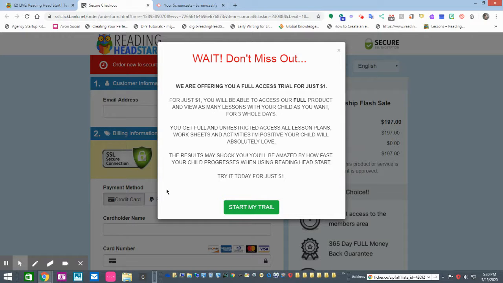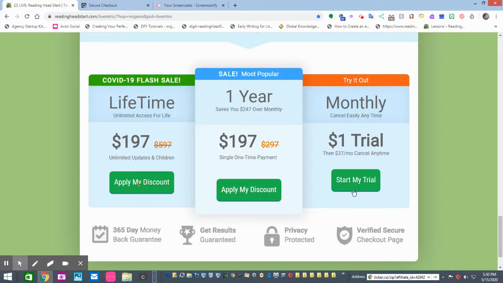So anyway, what I'm saying is no matter what you click on, if you get ready to go back, it's going to help you to start your trial. And the trial is this one. Let me see if it's still there. The trial is this one. You see that? And I have the unlimited access for life because it's unlimited updates, and you can have as many children as you want.